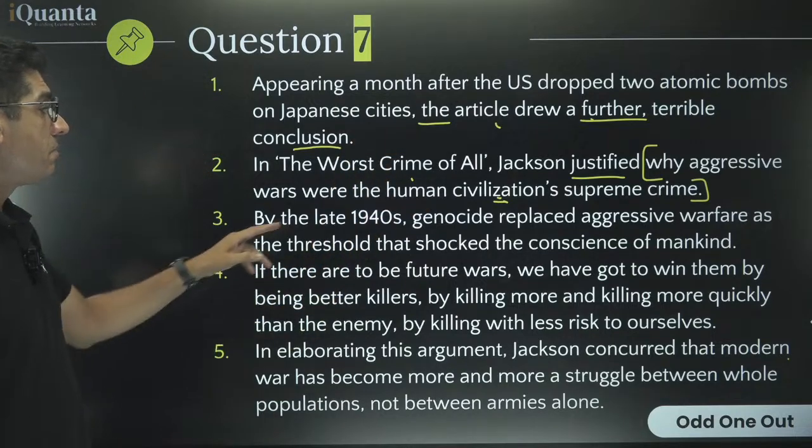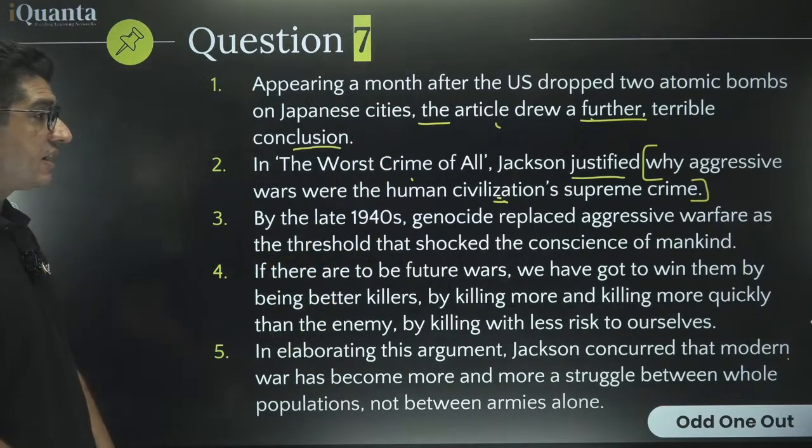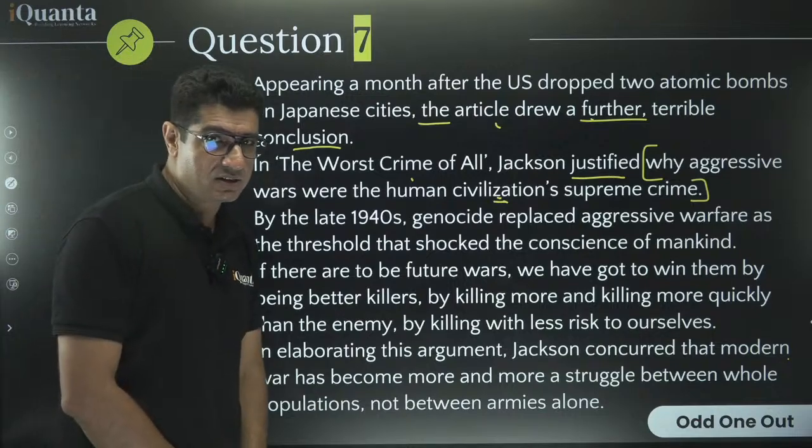Then third, by the late 1940s, genocide replaced aggressive warfare as a threshold that shocked the conscience of mankind.